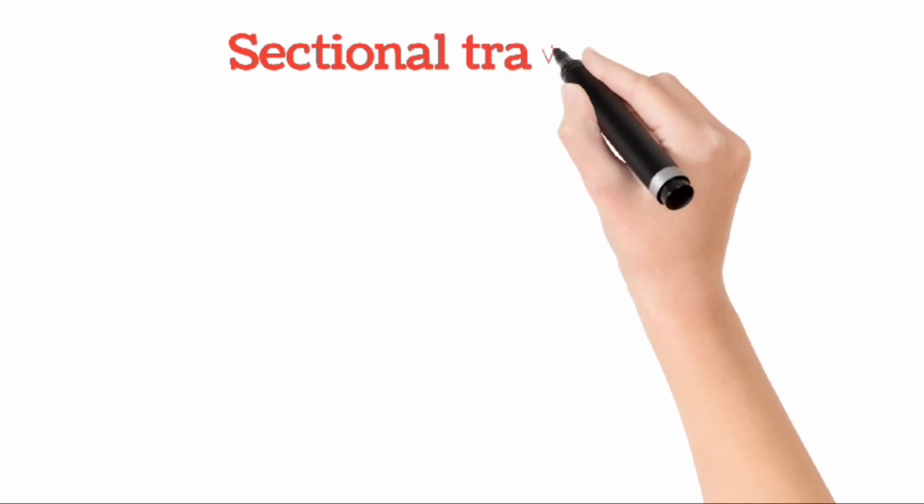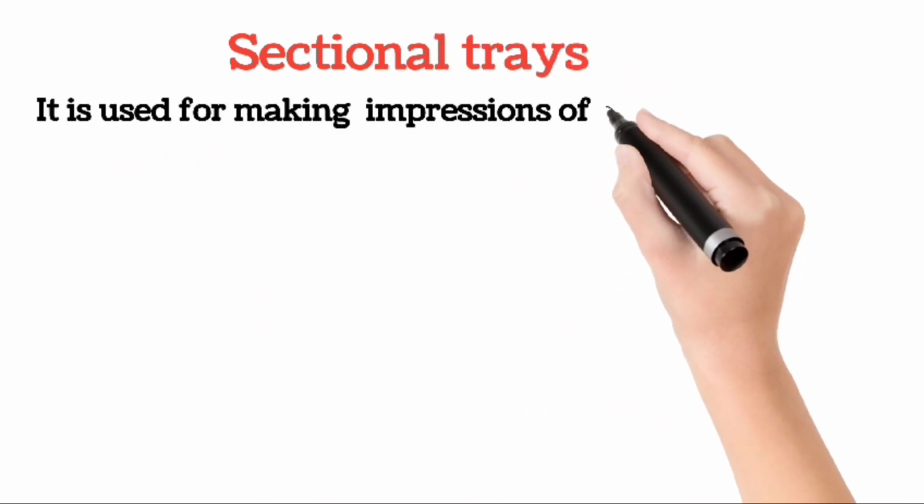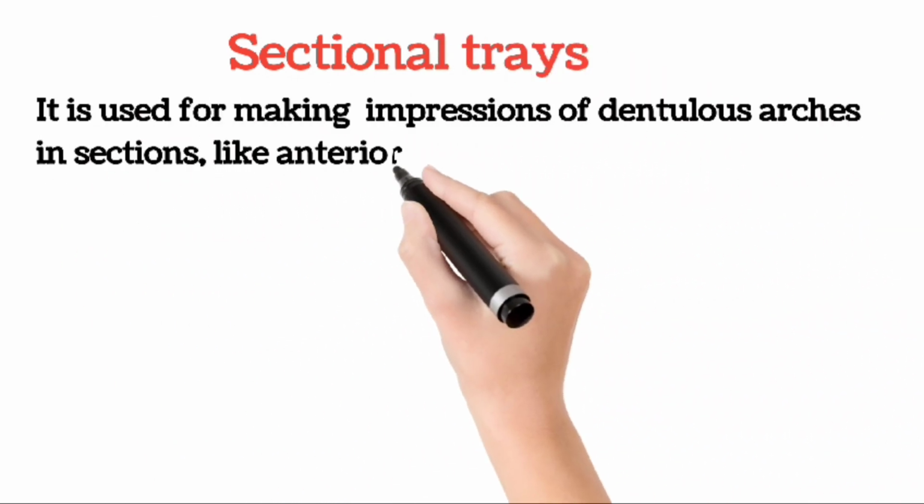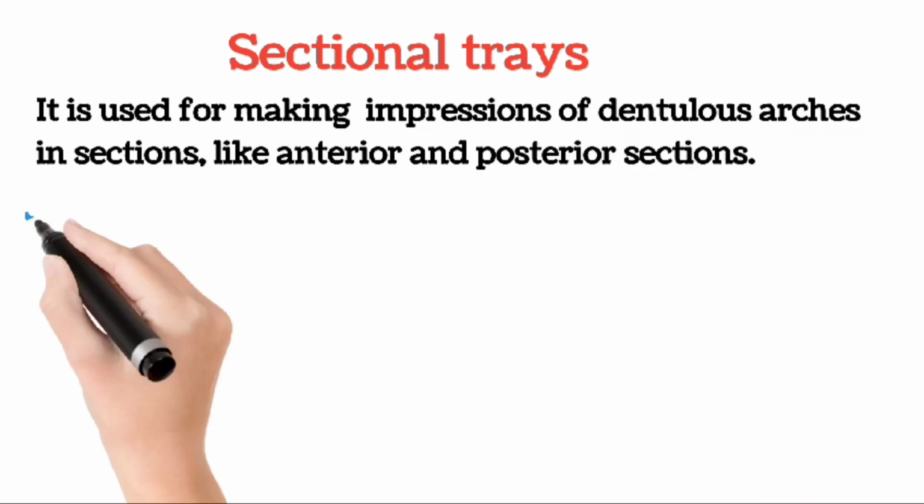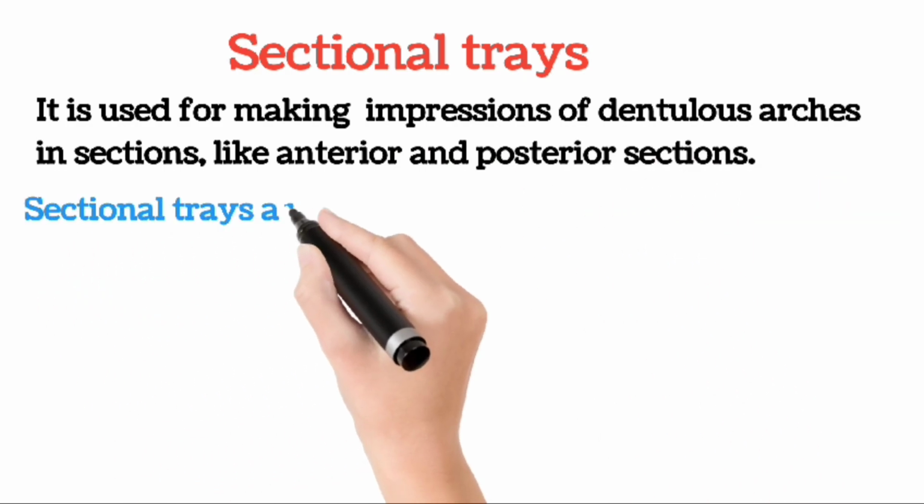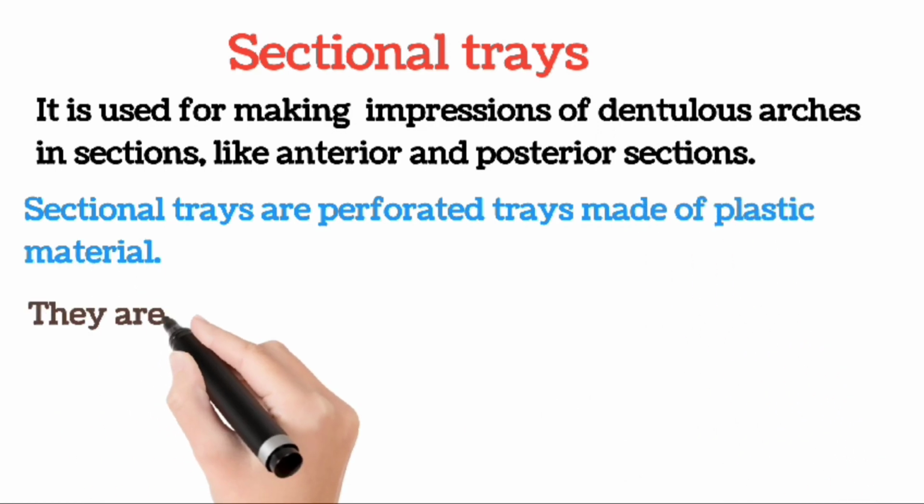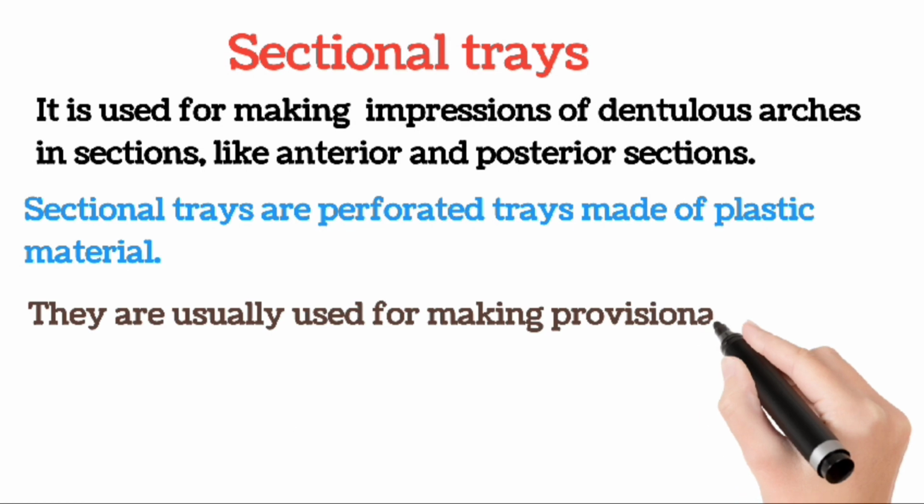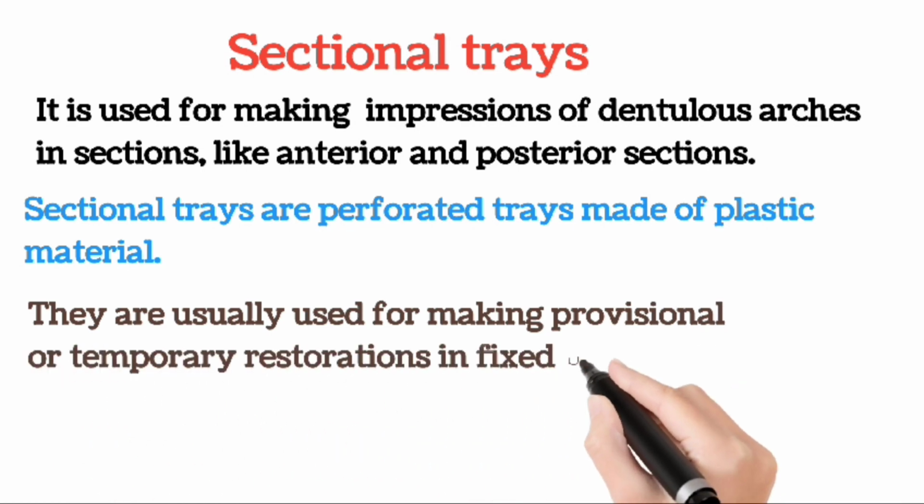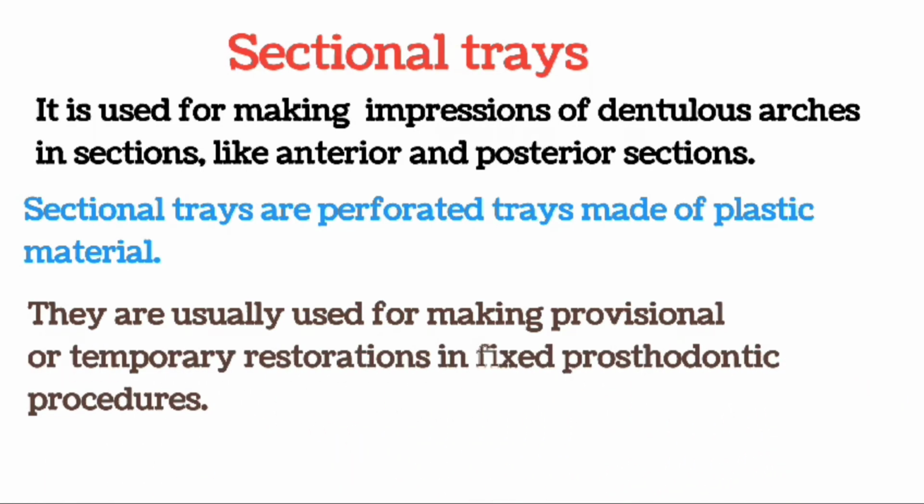Sectional tray. It is used for making impressions of dentulous arches in sections, like anterior and posterior sections. Sectional trays are perforated trays made of plastic material. They are usually used for making provisional or temporary restorations in fixed prosthodontic procedures.